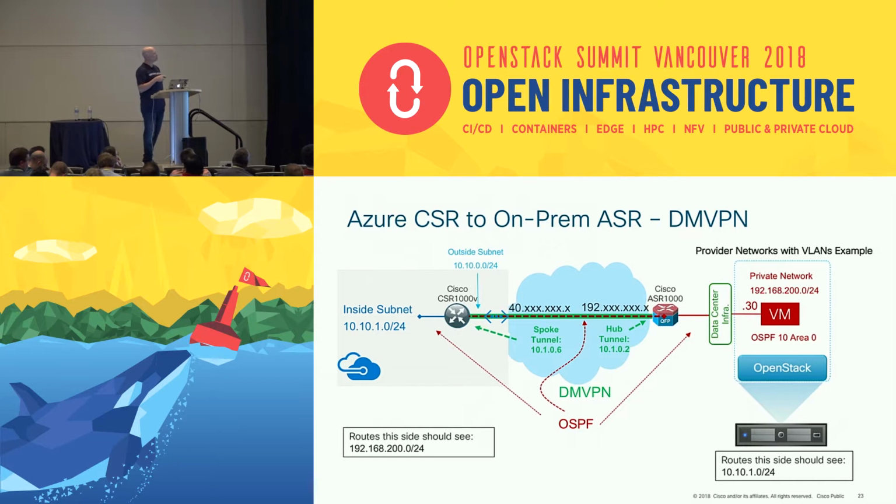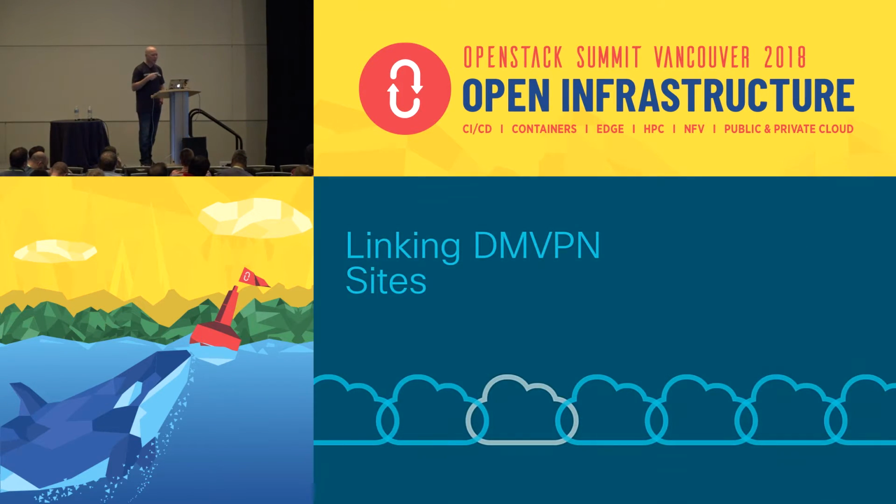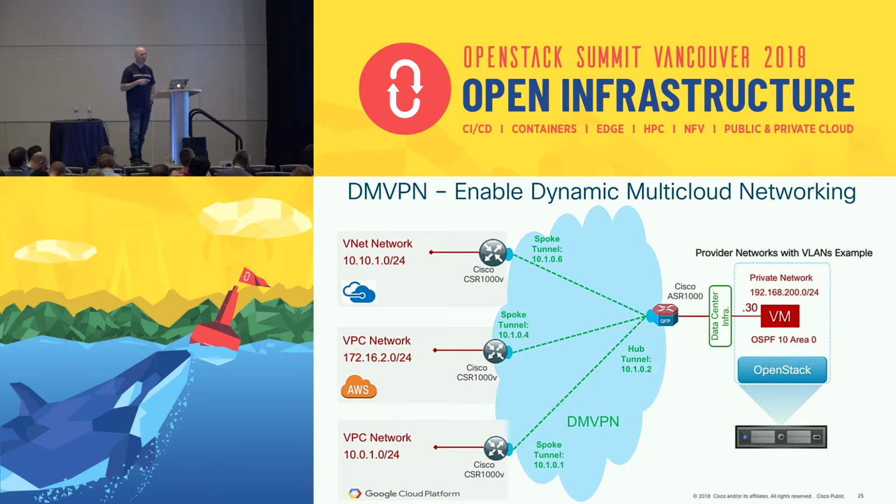But what we now need to do is take these three independent hybrid clouds, because they're just us talking to them, and we need to start linking these things together. And this is where the magic of dynamic multipoint VPN comes in, because it gives us the ability to look at all of these public cloud sites as one domain. And we call this a DMVPN domain. And this is where I actually can treat them all like they're a single entity, even though they are discrete sites.